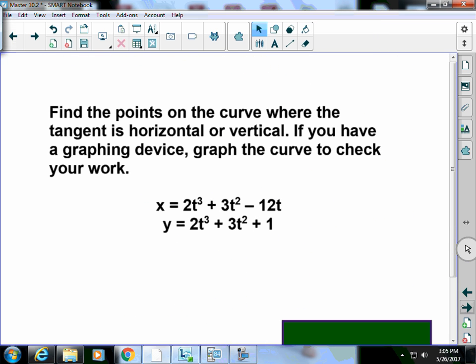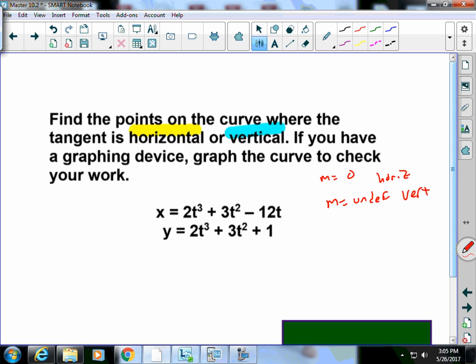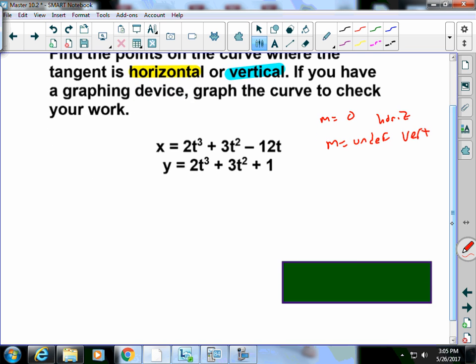Let's go on to the next page. I want to find the points on the curve where the tangent is horizontal. So I care about when it's horizontal, and I care when it's vertical. So before I get further, when m is equal to 0, horizontal. When m is undefined, vertical. So we've got to find the slope, which means tangent, which means derivative.